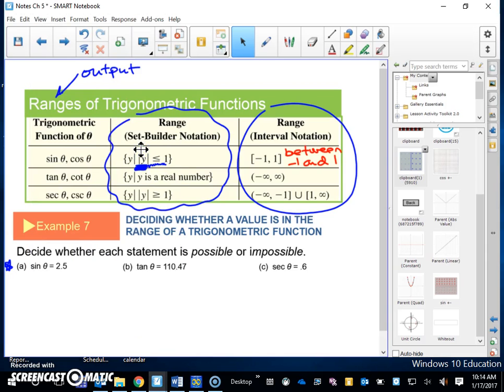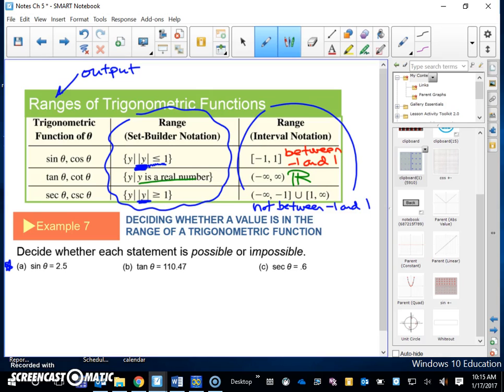Tangent theta and cotangent theta: y is a real number here. That just means basically any real number will work. And then when we look at secant and cosecant, this says the magnitude is going to be bigger than or equal to 1. What that means is it's not between -1 and 1. Okay, so look at those ranges.